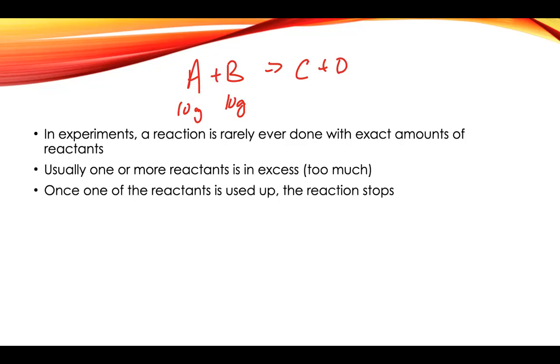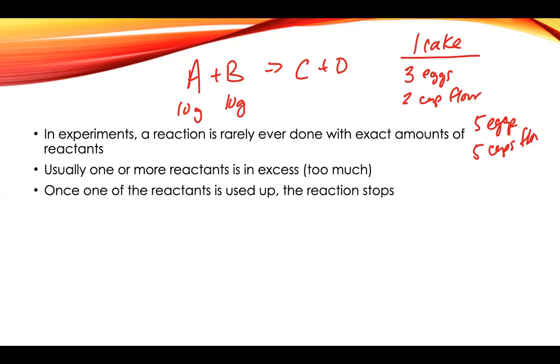It's kind of like if I want to make a cake. I'm just making up a recipe. So I need 3 eggs and 2 cups of flour. That's the standard recipe. I know there's sugar and other things, but for this purpose, we're going to go with this. And let's say I'm given 5 eggs and 5 cups of flour. How many cakes can you make with that amount?